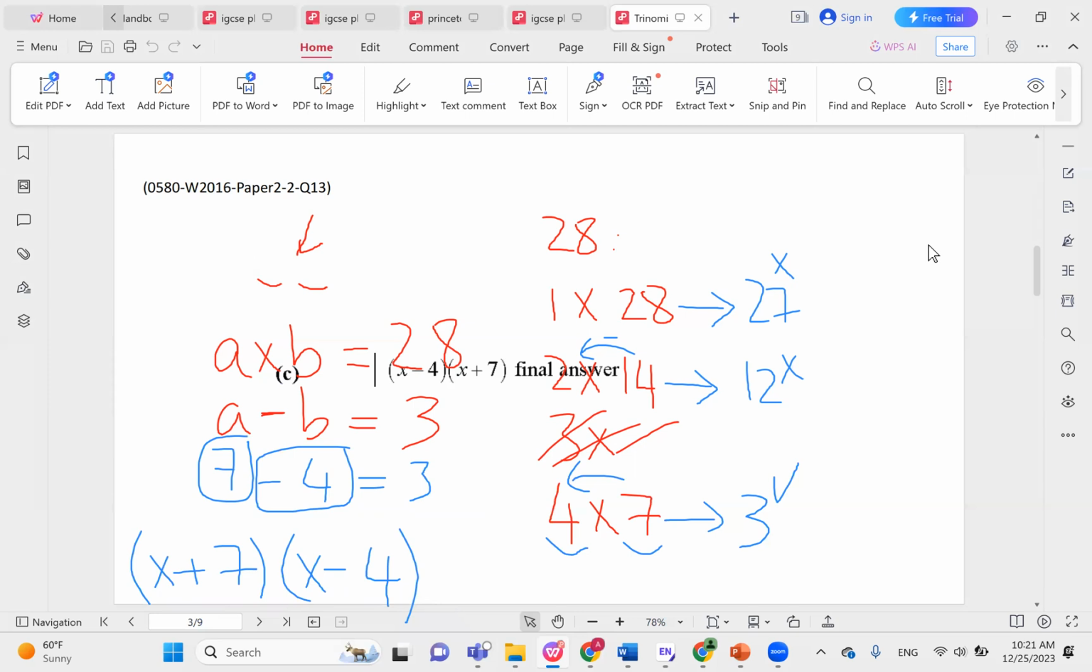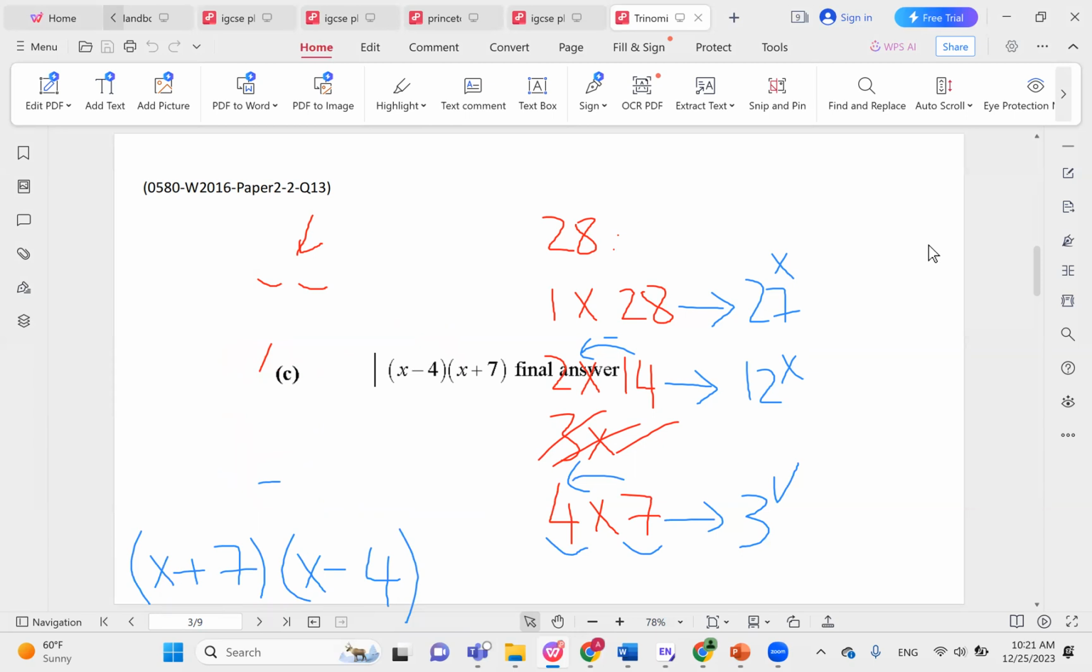Now I'll erase the steps so that you can compare to the marking scheme, just to make sure that we have the right final answer, and we do. x minus 4 times x plus 7 is the correct final answer.